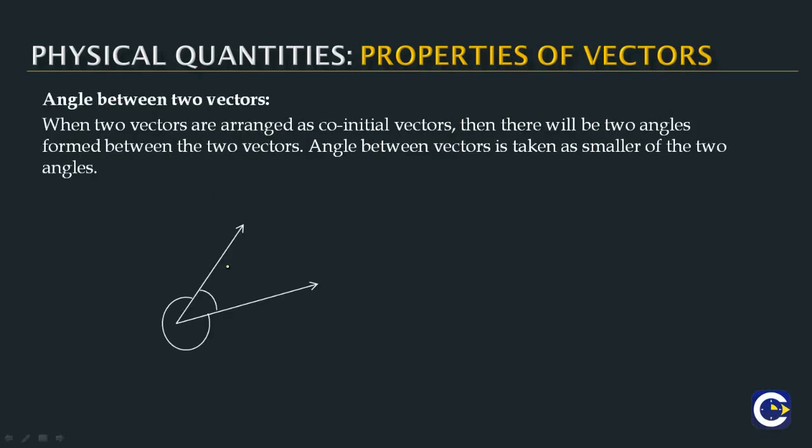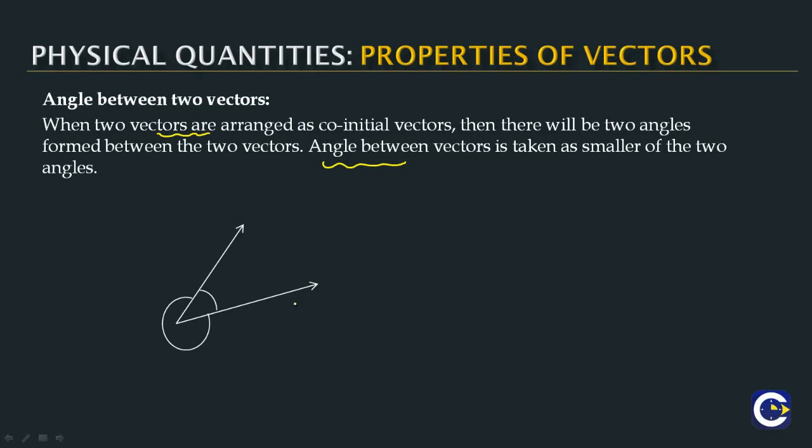Now this is one of the very important properties of vectors, which is the angle between the vectors. Why do we need the angle? When we talk about the vector law of addition, the orientation between the vectors is important. So what do we mean by orientation? How do we measure the orientation? It is by using the angle between the two vectors.